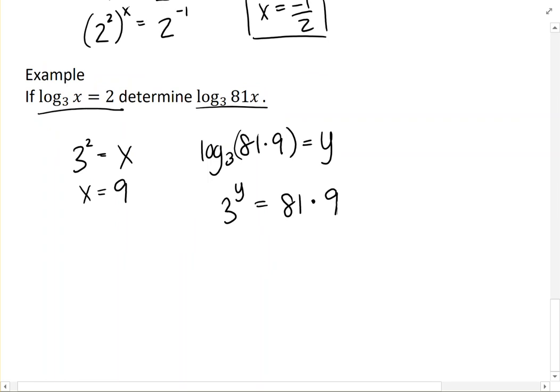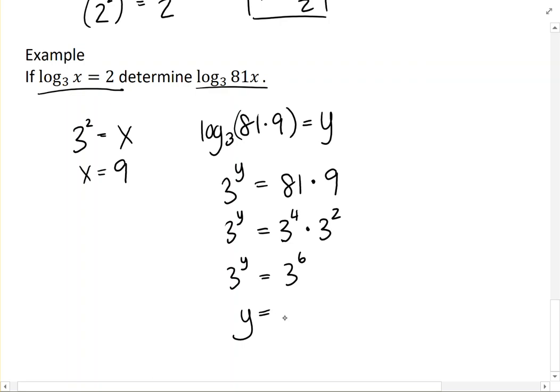So let's do that. So we know our 3 to the y. 81 is basically 3 to the 4, and 9 is 3 to the 2. So when you are multiplying two things with the same base, you could just add the exponents together. So we know this is 3 to the 6 equals 3 to the y. Therefore, our y must equal 6. And that is it.